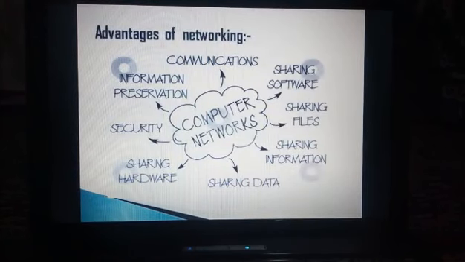As you can see in this picture, there are various advantages of a network. In a network we can communicate with each other. We can share the same software on different computers in a network. We can share files, information, data, and hardware. Let's discuss them one by one. The first one is sharing hardware.